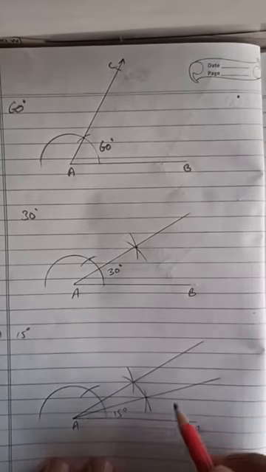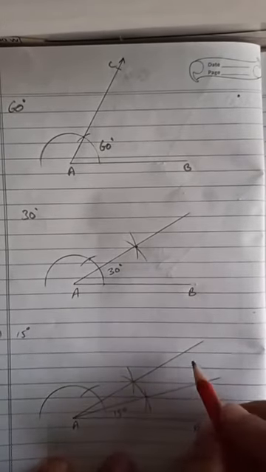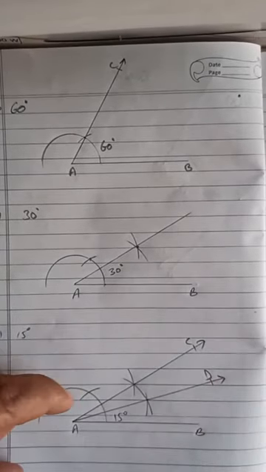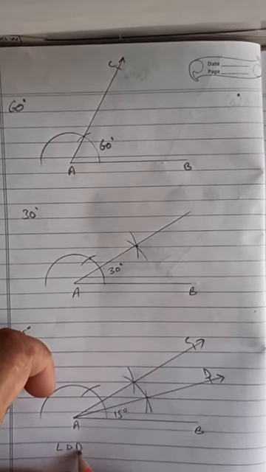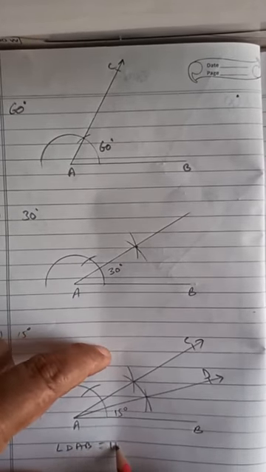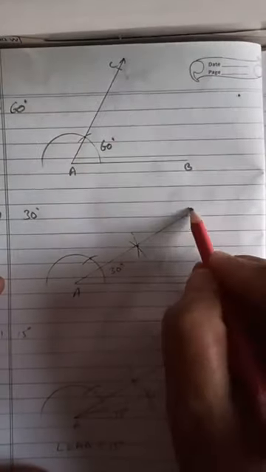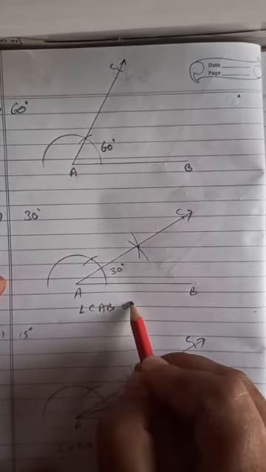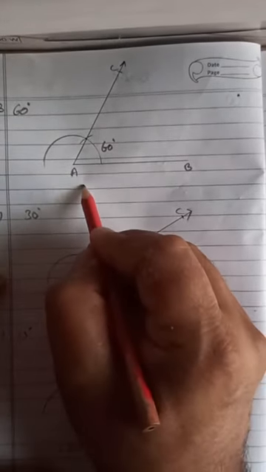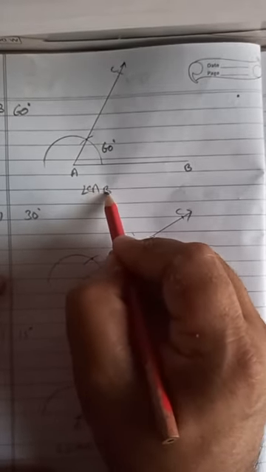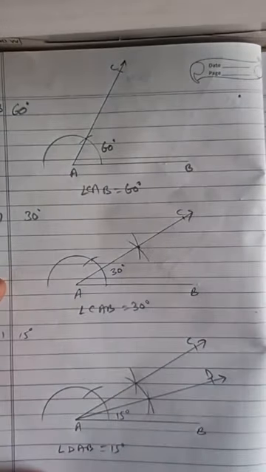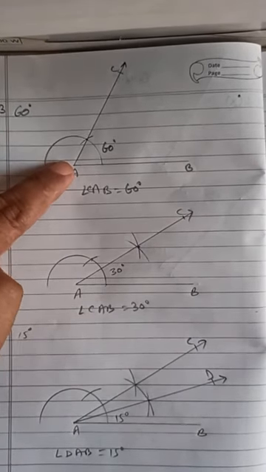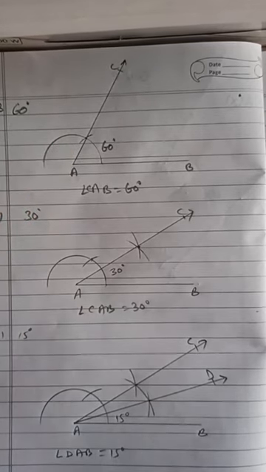This is angle of 15 degree. Let it is AB, let it be C, and let it be D. So angle DAB is equal to 15 degree, and here let this point be C. Angle CAB is equal to 30 degree, and here angle CAB is equal to 60 degree. So like this, all these angles are similar because in all the three parts we have made angle of 60 degree first, then we have bisected this angle. So thank you very much.